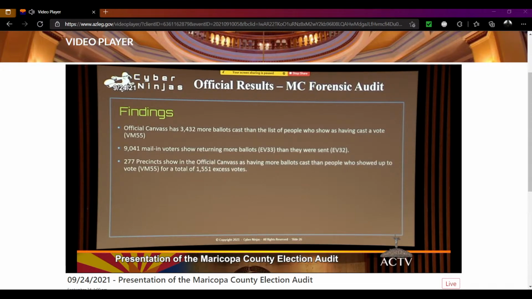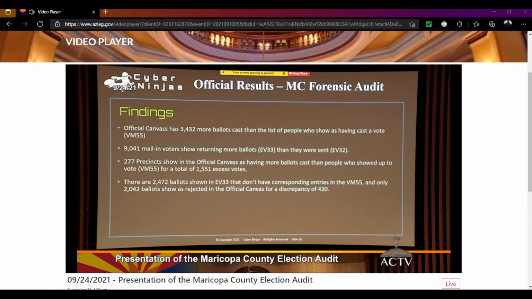277 printings show in the official canvas as having more ballots cast than people showed up to vote, for a total of 1,551 excess votes. Again, the county has explained to us that the same reason for the VM55 difference is the reason there. We have not had a chance to validate that. There are 2,472 ballots shown in EV33 that don't have a corresponding entry in the VM55, and only 2,042 ballots show as rejected in the official canvas, for a discrepancy of 430.